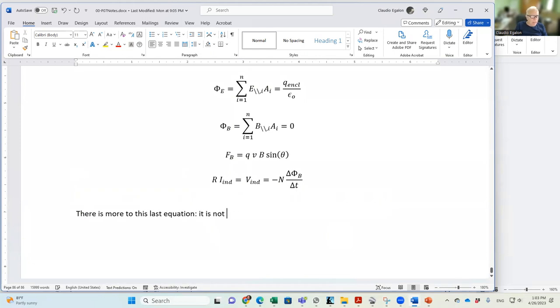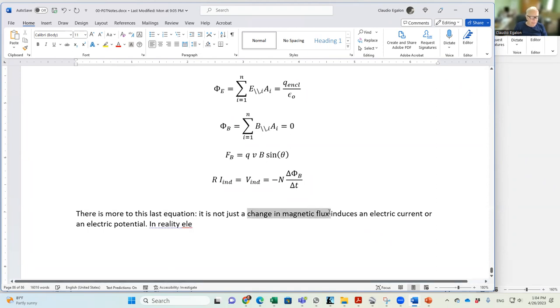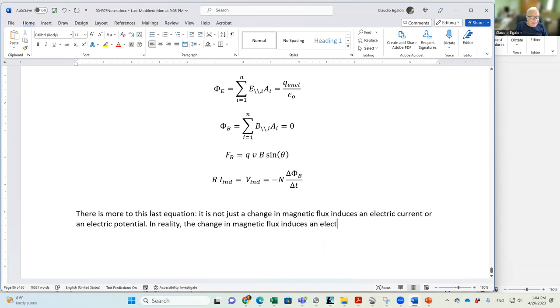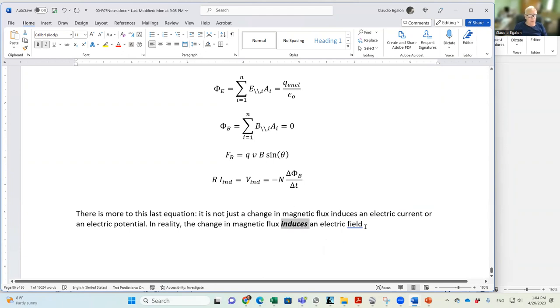It is not just a change in magnetic flux. It's not just that a change in magnetic flux induces an electric current or an electric potential, okay? There's far more to that. In reality, the change in magnetic flux induces not just a current, but induces an electric field, okay? That's the most important thing that you have to understand.